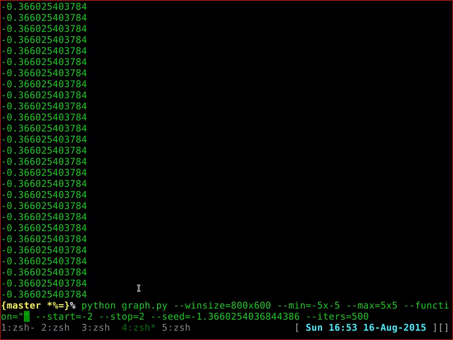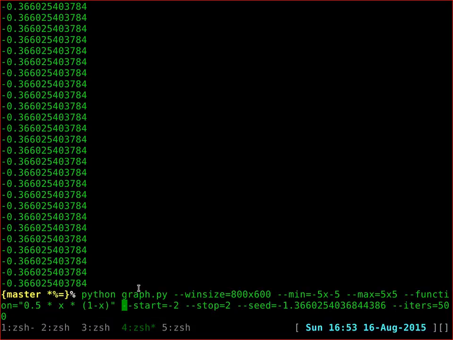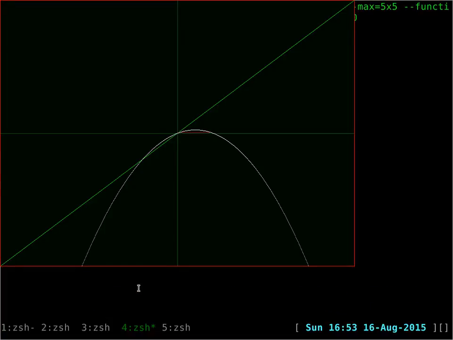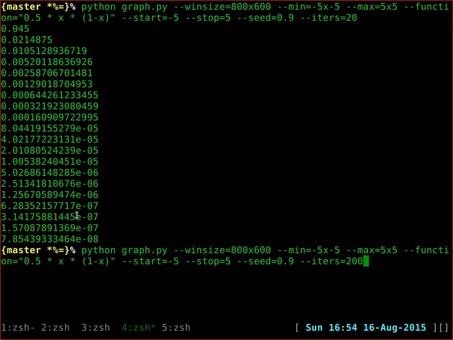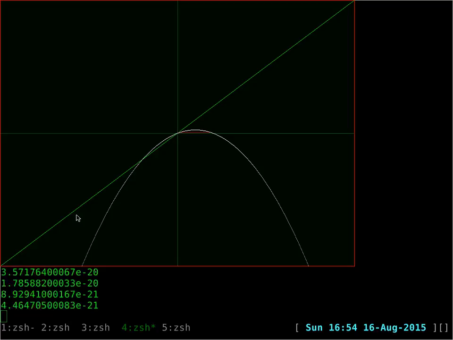And let's take what we tried first with 0.5. So let's take 0.5 into x into 1 minus x. Right. We'll start at 0.9. Oh, sorry. We'll start at minus 5. We'll start at 5. And the seed will be 0.9. Final iterations, it's 120 iterations. So in this case, it's going down. It's just 200 iterations. It's becoming really, really small.